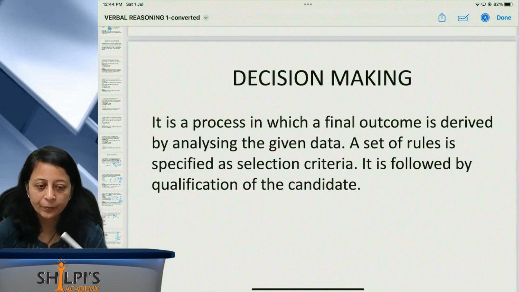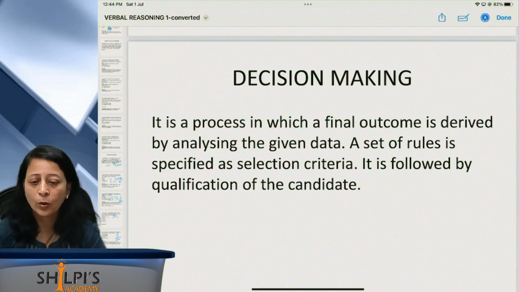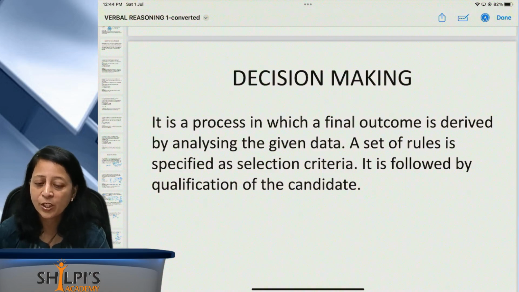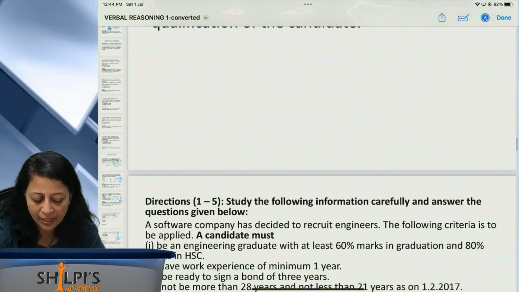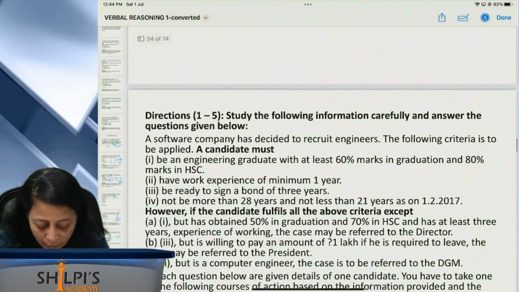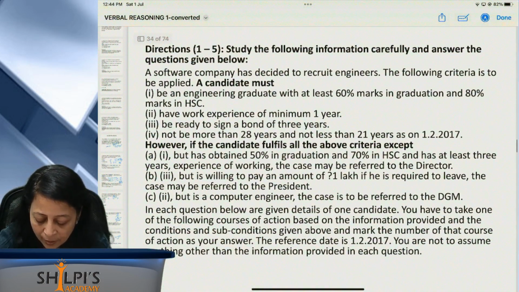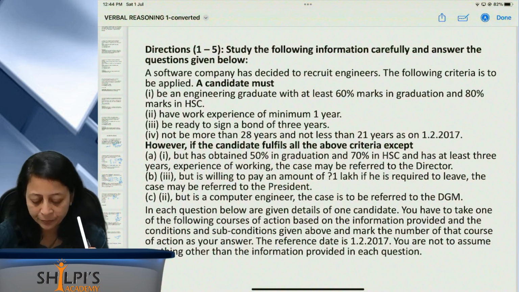Okay. Next is decision making. It is a process in which a final outcome is derived by analyzing the given data. A set of rules is specified as a selection criteria. It is followed by qualification of the candidate. Something like you are going to take a person for a job. What are the basic things you need?